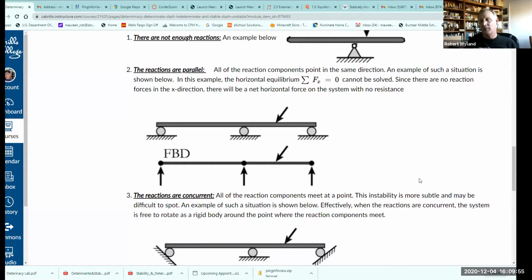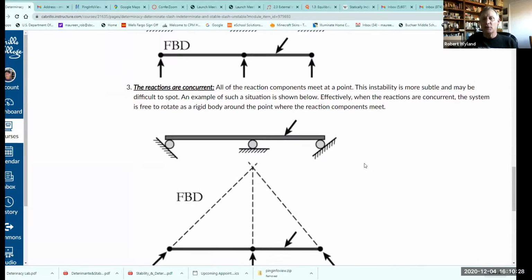The next one is all reactions are parallel. And this, again, is sort of the same problem, except instead of in the moments, you now can't solve for any of the horizontal forces in the x direction. So again, this is pretty simple. You've got 3 rollers, 3 reactions. Again, qualifies as determinate, but clearly this is not going to stay put. It's going to shoot off to the left. So that's one of the ones: all the reactions are parallel.